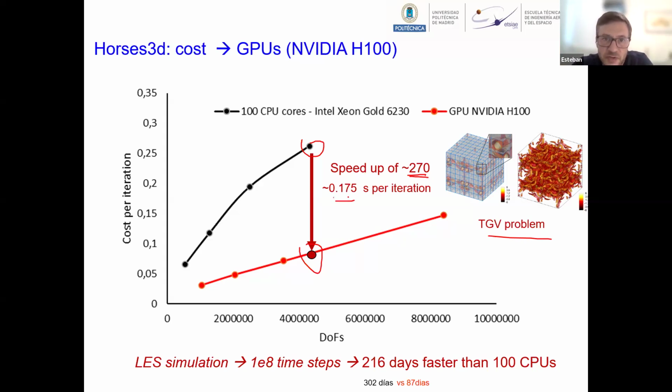That leads us to faster iterations, fewer seconds per iteration, which will lead to, if we have to do an LES simulation with 10 to the 8, for example, time steps, a much faster calculation, right? So we could save 216 days.